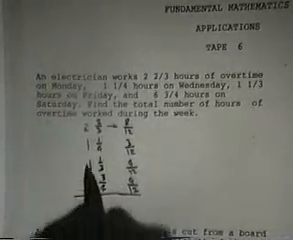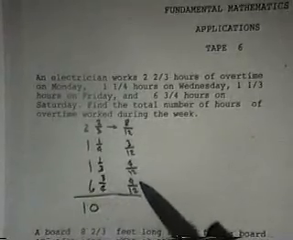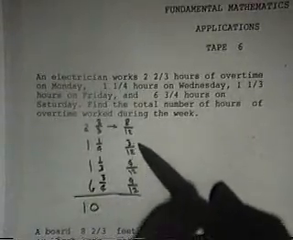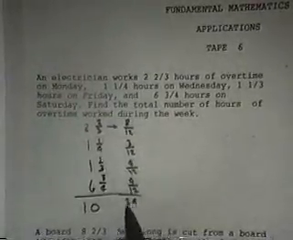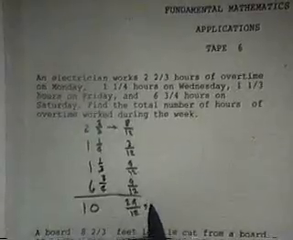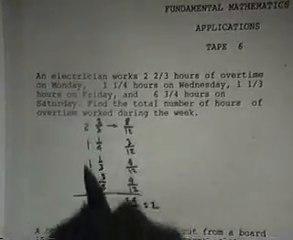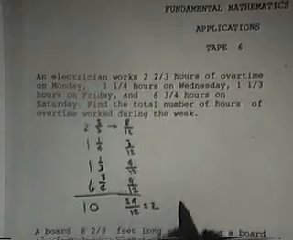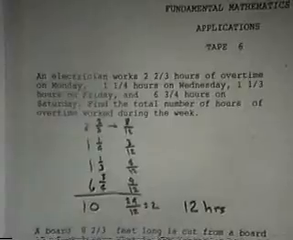Now adding 6, 7, 8, 10, and adding the twelfths, I have 9 and 4 is 13, and 3 is 16, and 8 is 24 twelfths, which is 2. So I have 10, the whole numbers, and then 2 from adding the fractions, so the answer is 12 hours.